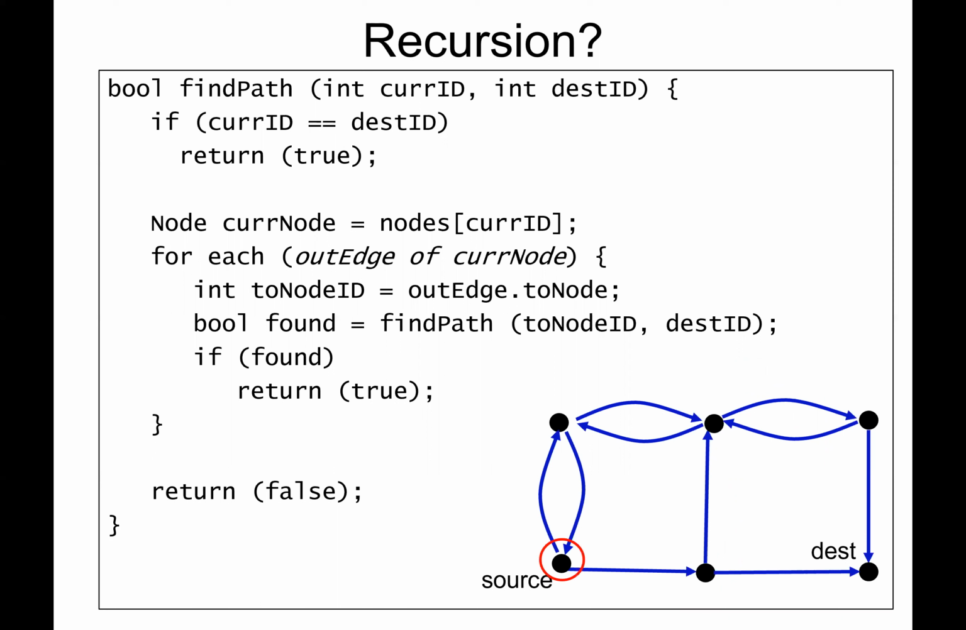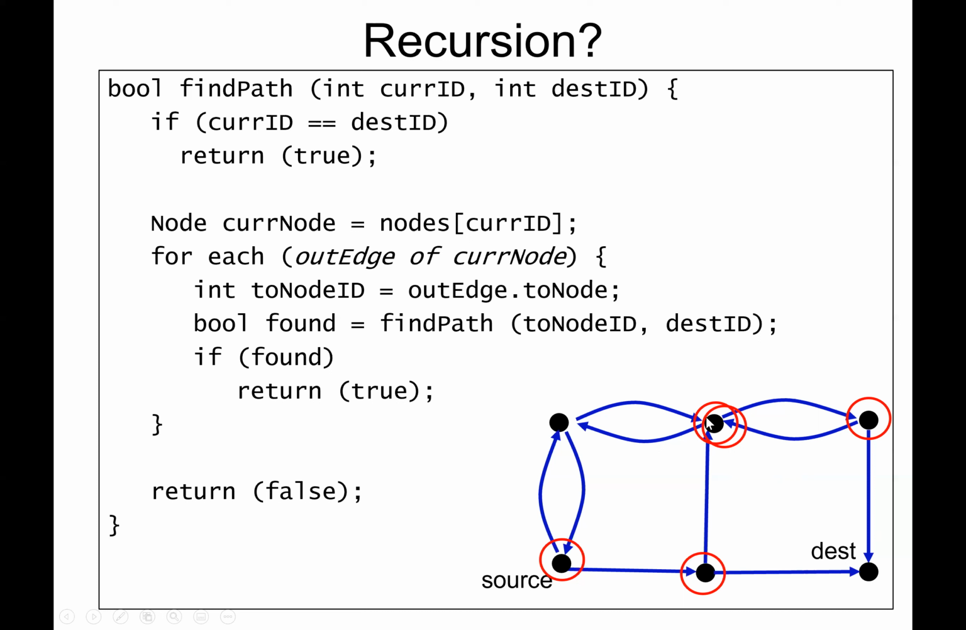Okay, so I start at the source again. It's not my destination, so I'm going to look at its outgoing edges. Say I look at this one first. That's not my destination, so I'm going to look at its outgoing edges. Say I look at that one first. Not my destination, look at its outgoing edges. I look at this one. And now I'm going to look at its outgoing edges. Could look at this one, could look at that one. Let's say I look at this one first. Okay, it goes back there.